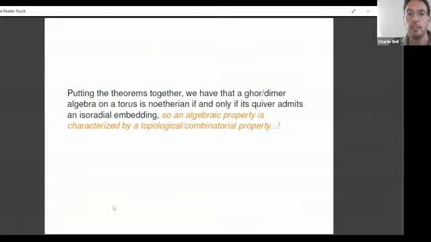So putting the theorems together, we have that a Gore or dimer algebra on a torus is Noetherian if and only if its quiver admits an isoradial embedding. So kind of the magic of these algebras is that you have this algebraic property, like saying the algebra is Noetherian, that is completely equivalent to some topological or combinatorial property that wouldn't look like it would have anything to do with an algebra being Noetherian. So it makes a very beautiful picture.